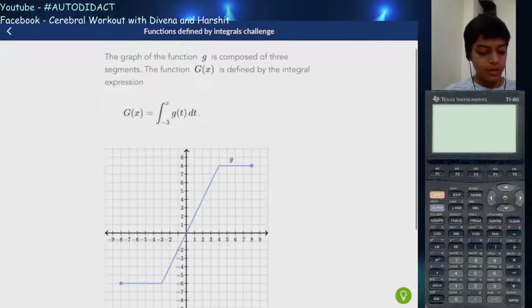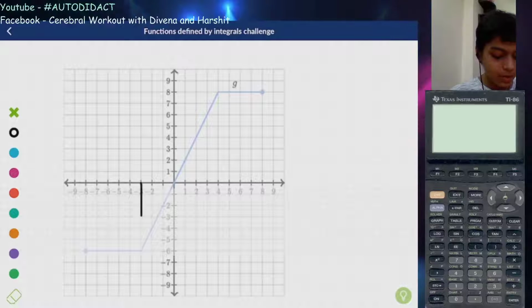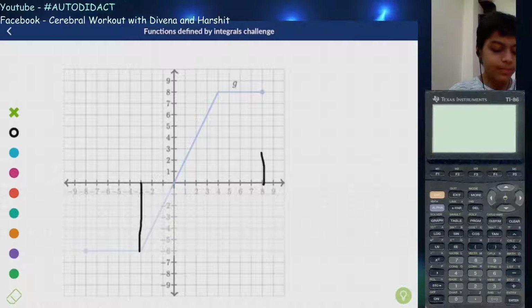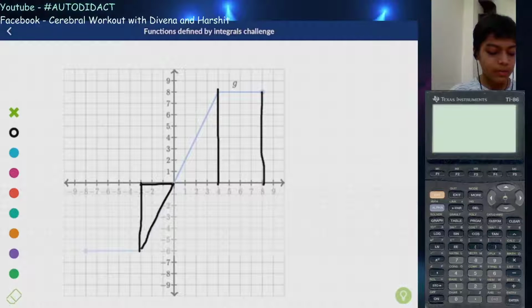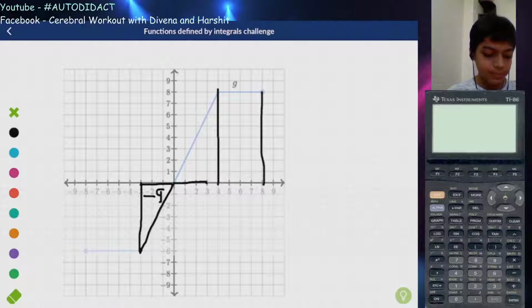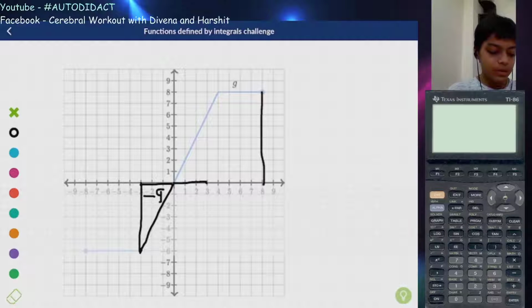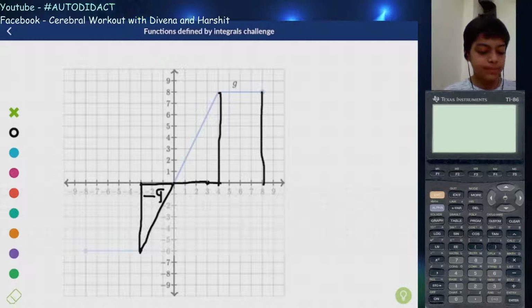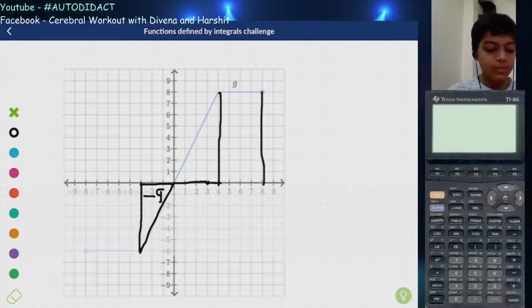Let's find capital G of 8. From -3 to 8 we want to find the area. From -3 till 8, we can bisect it into three parts. The first one is this triangle which we found earlier, its area is -9, and it was just from -3 to 3. Then, till here, this will be a triangle, then a rectangle, and another triangle.